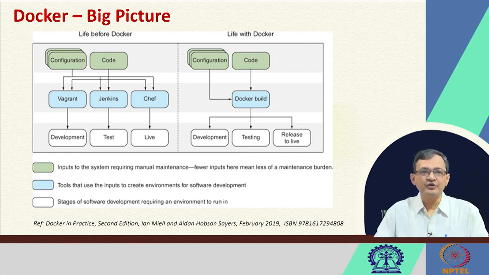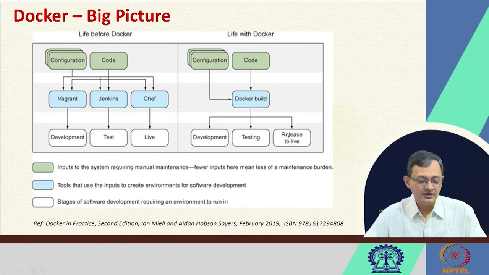What we see is that before Docker, we have different tools, right. If you look at the top one, this green is the input to the system requiring manual maintenance; fewer inputs here mean less maintenance burden, right. These are the inputs, and these blue colored ones are the tools that use the input to create environments for software development, right. These are the tools and stages of software development requiring an environment to run in, right. So, this is development, test, release to live.